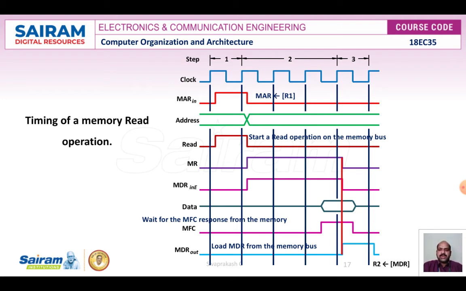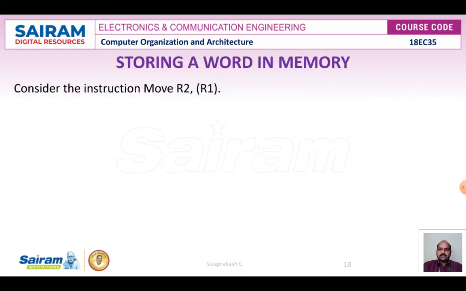Here, the control signal MFC causes the processor control circuitry to wait for the arrival of the MFC signal. In this way, fetching a word from the memory is completed with this particular timing cycle. Let's see the next one.